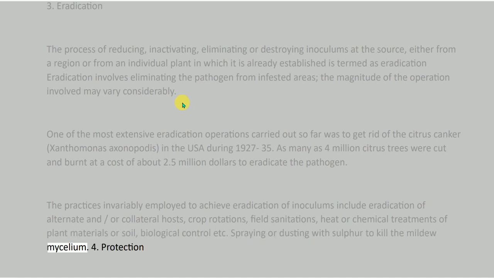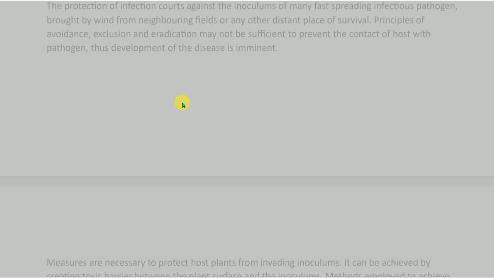4. Protection. The protection of infection courts against the inoculums of many fast-spreading infectious pathogens, brought by wind from neighboring fields or any other distant place of survival. Principles of avoidance, exclusion and eradication may not be sufficient to prevent the contact of host with pathogen, thus development of the disease is imminent. Measures are necessary to protect host plants from invading inoculums.